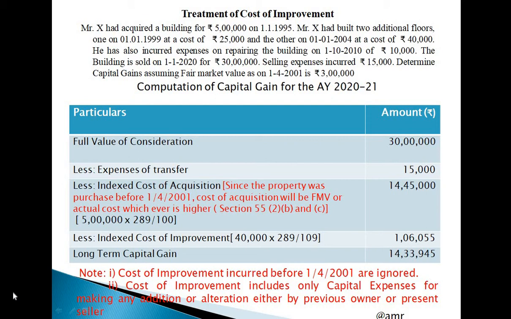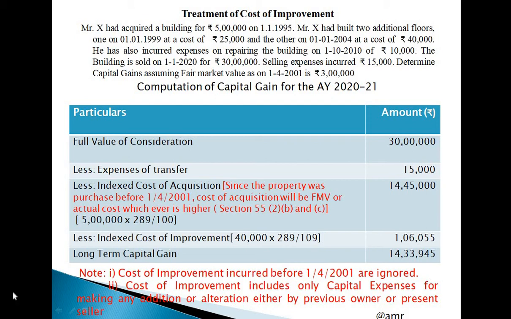Now let us look at the improvement. Here Mr. X has built two additional floors, one on 1/1/1999 and the other on 1/1/2004. Regarding the improvement, you have to note that any improvement made prior to 1/4/2001 will not be taken into consideration. So the improvement on 1/1/1999, which is before 1/4/2001, will have to be ignored. Then there's another improvement on 1/1/2004 at a cost of 40,000. This improvement is after 1/4/2001, so it will be taken into consideration. Then he has also incurred expenses on repairing the building, which is rupees 10,000. Since this is not a capital expenditure, it will not be taken into consideration.